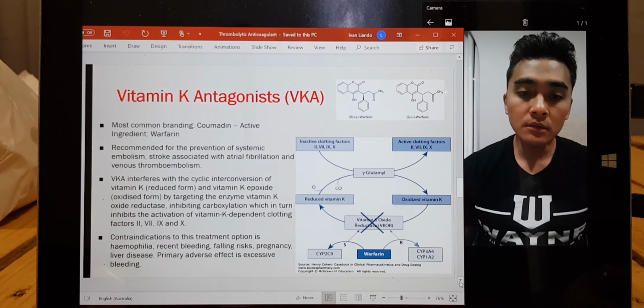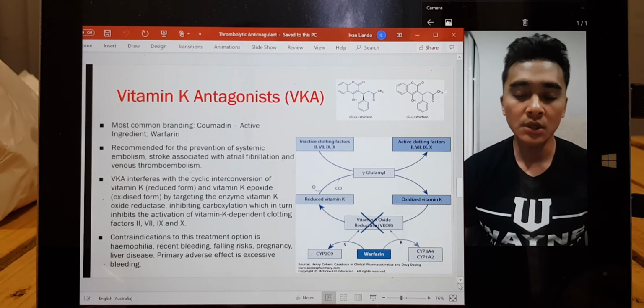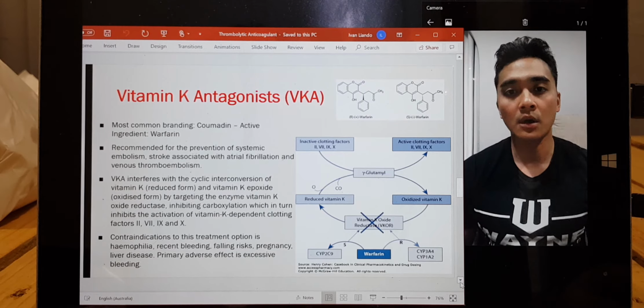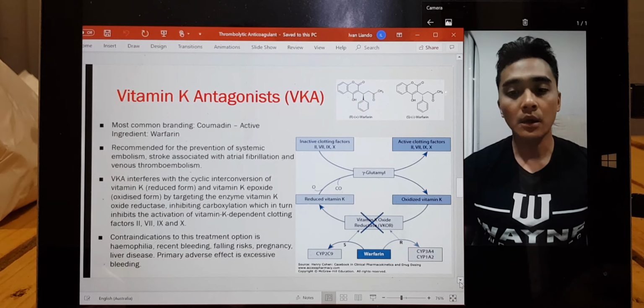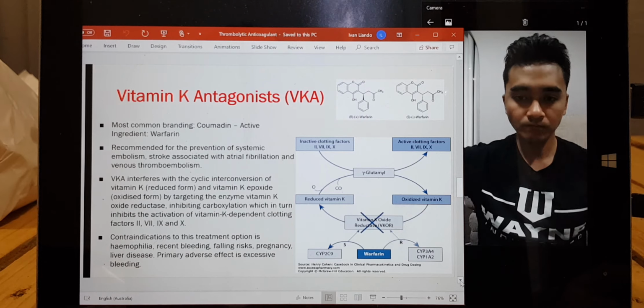Contraindications to this treatment are hemophilia, any recent hemorrhaging, individuals with a high risk of falling, pregnant women, and anyone suffering from liver disease. The adverse effect, of course, is bleeding.